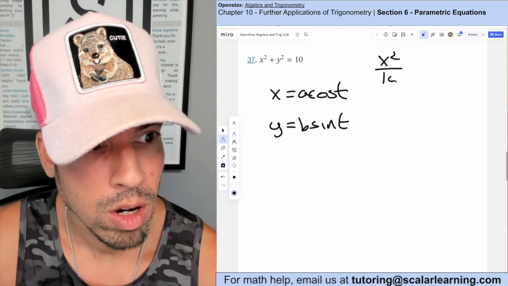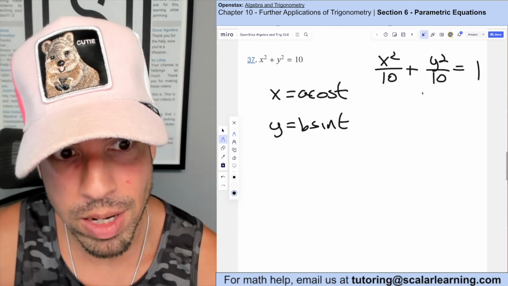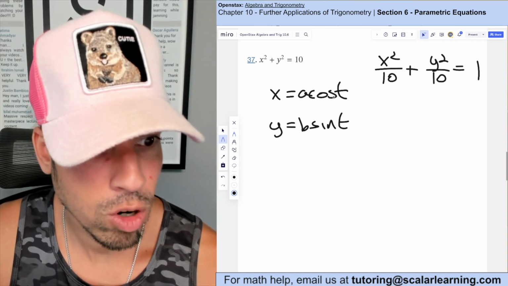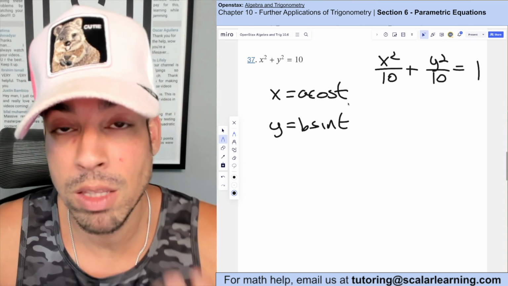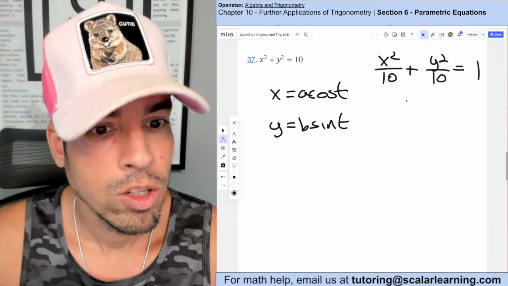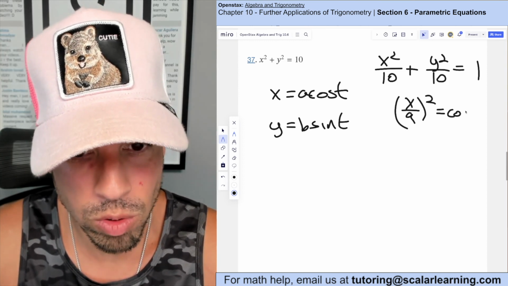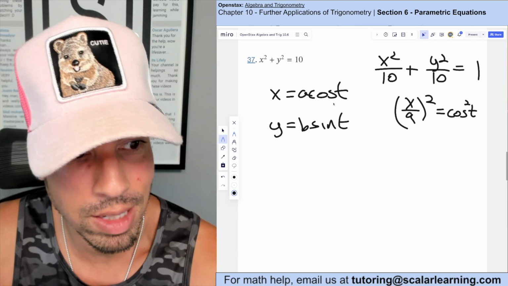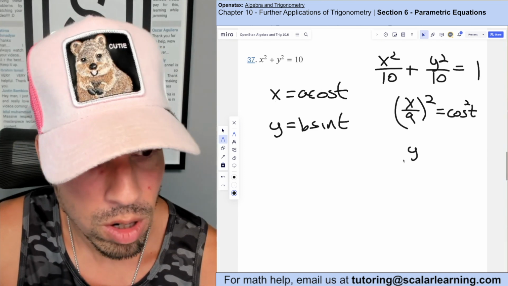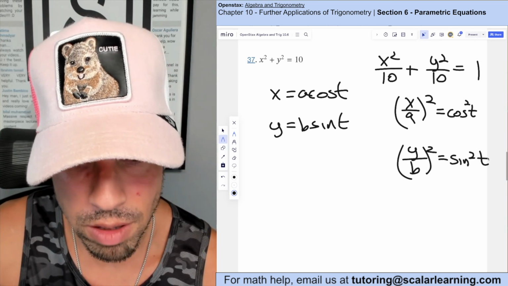So we got x squared over 10 plus y squared over 10 equals 1. So now we have kind of what we're looking for here. And once again, when we isolate cosine of t and sine of t and we square them, the reason why we do that is, again, we're leveraging that idea that sine squared plus cosine squared is 1, right? So we get x over a squared equals cosine t squared. If you're not sure how I did that, I divided both sides by a, and then I squared both sides. Same with this. This becomes y over b squared equals sine squared of t, right?